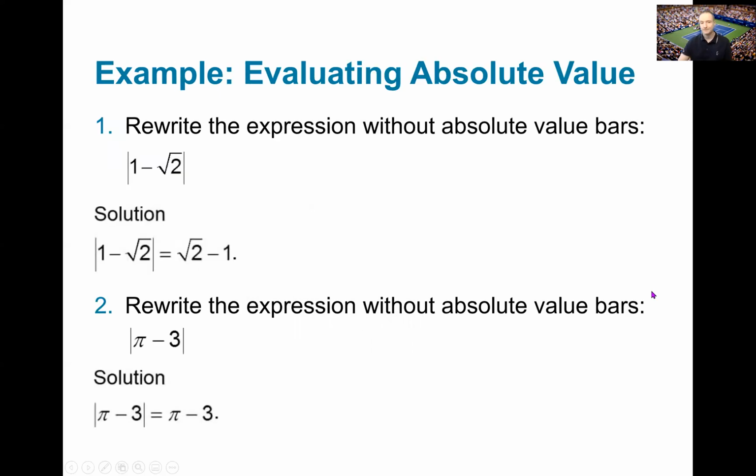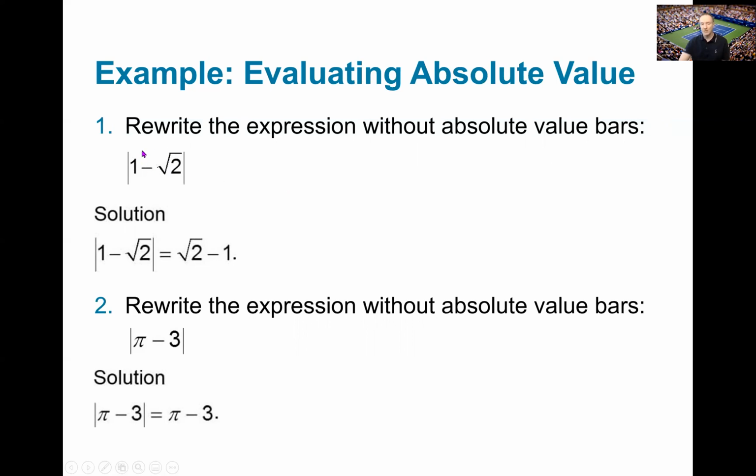Now, next page here. Case in point. If I ask you to rewrite the expression without the absolute value bars, I think a lot of students would struggle with this one. They'd say, okay, do I just change both of their signs? Well, think about it. In this case, yes, you would. Why? Because on the inside, 1 minus the square root of 2. The square root of 2 is like 1.414. We're going to have 1 minus 1.414. The inside would be negative 0.414. You know the absolute value is going to change the sign of that. It has to make it a positive 0.414.